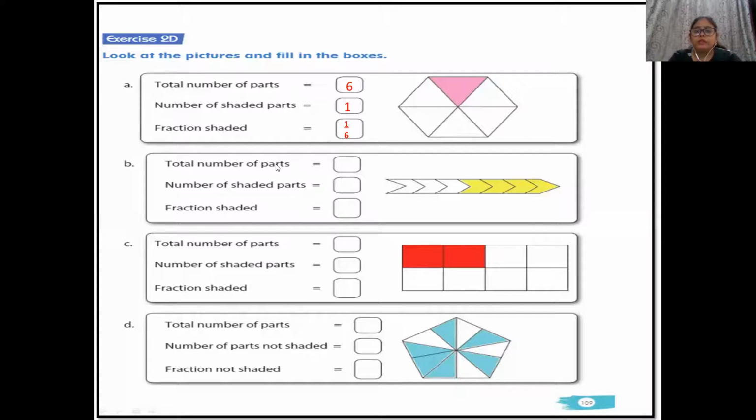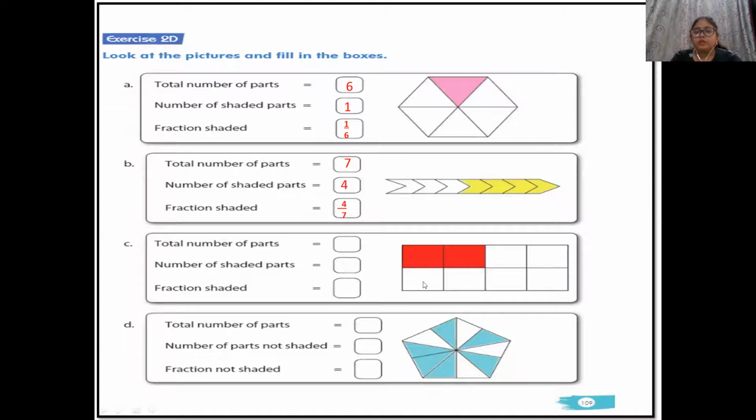Now, in the second figure B, total number of parts will be 1, 2, 3, 4, 5, 6, 7. So it will be 7. Now the number of shaded parts, count it 1, 2, 3, 4. So it will be 4. Now what will be the fraction of the shaded area? Shaded parts upon total parts. So it will be 4/7. Okay. Now next one.